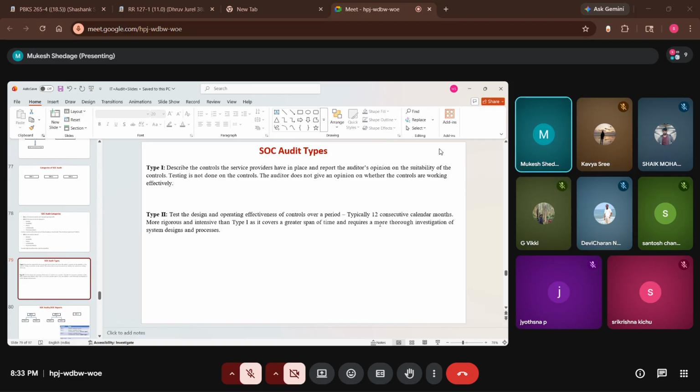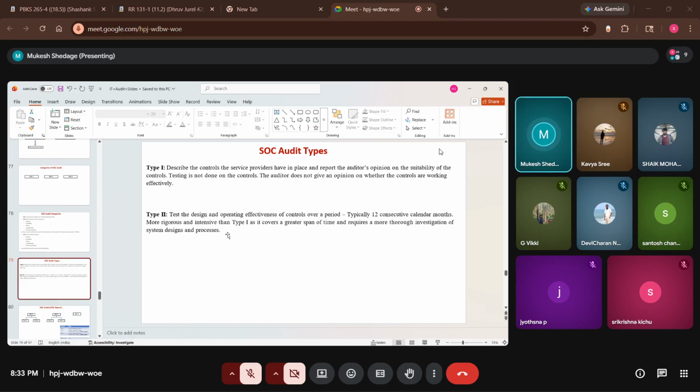Type 2 is typically testing controls over a period of 12 consecutive calendar months or more, which is more rigorous, meaning a longer period of time. Here we are testing the test of effectiveness. Type 1 is the test of design. When you are testing for less than 3 months, quarterly, that is called type 1 testing, SOC 2 type 1. If you are testing for more than a year or more than 6 months, then you are doing type 2 testing, or test of effectiveness. This is the only difference.